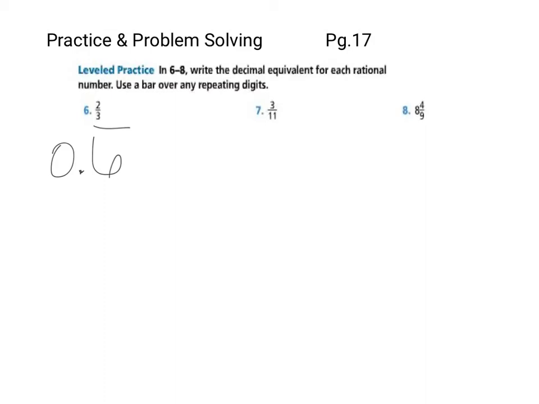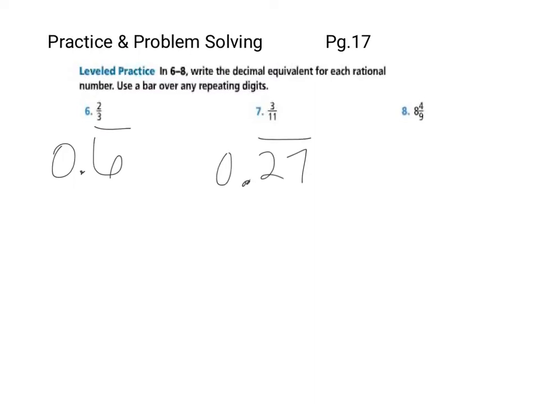Number 7, if you type 3/11 into your calculator, you get 0.27272727. Therefore, you need a repeating bar over 27. Okay, number 8. This is where it gets a little tricky. I'm pretty sure you've heard of the backwards C method before. In order to put this fraction into our calculator, you need to change it from a mixed number to an improper fraction or to a fraction, okay?